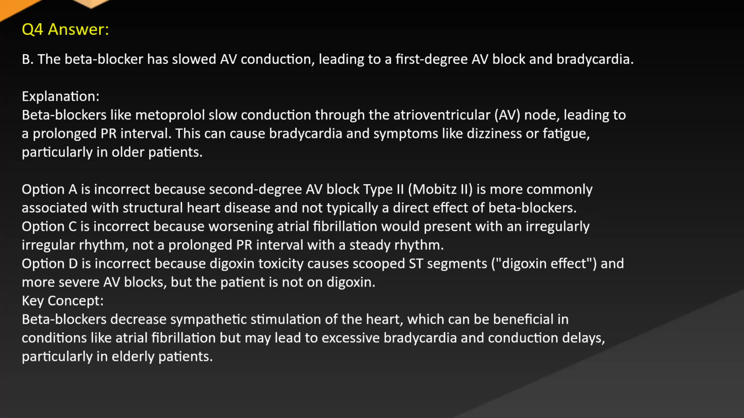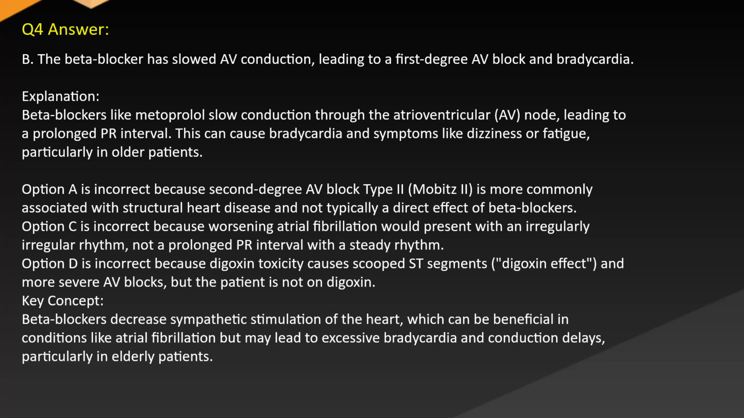Answer B. The beta blocker has slowed AV conduction, leading to a first-degree AV block and bradycardia. Explanation: beta blockers like metoprolol slow conduction through the atrioventricular (AV) node, leading to a prolonged PR interval. This can cause bradycardia and symptoms like dizziness or fatigue, particularly in older patients.